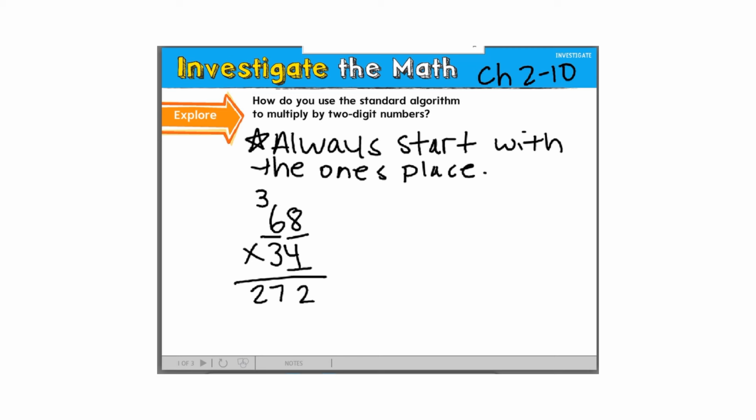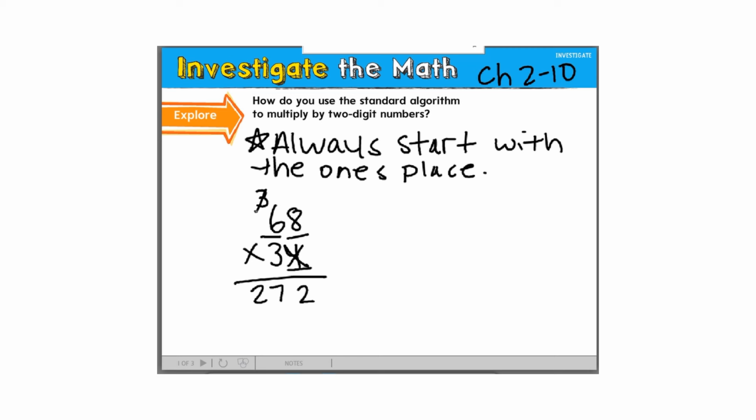Now, the difference comes when we have to start multiplying with the 3, because now this 3 here is in the tens place. And we need to now start multiplying with the 3. So sometimes it gets a little bit confusing because you have so many other numbers there that you're not going to look at anymore. So if you want to, you can put an X through the 4 because we've used the 4 and we're not going to use it again now.